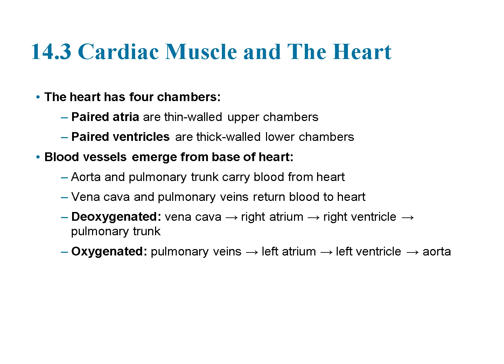Deoxygenated blood from the body enters the right atrium through the vena cava. It then moves into the right ventricle, which pumps it into the pulmonary trunk and toward the lungs for oxygenation. Once oxygenated, blood returns to the heart through the pulmonary veins, entering the left atrium. It then moves into the left ventricle, which pumps it into the aorta for distribution throughout the body. This continuous cycle ensures that oxygen-rich blood reaches tissues while carbon dioxide is carried away for removal through respiration.